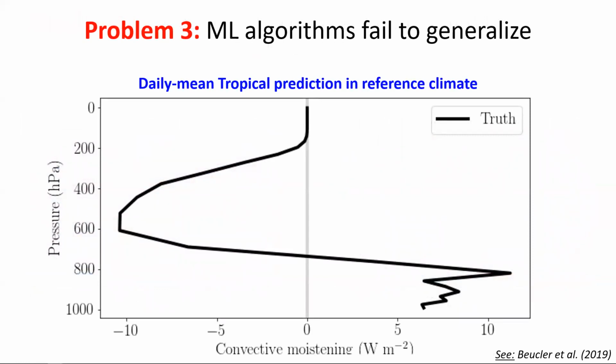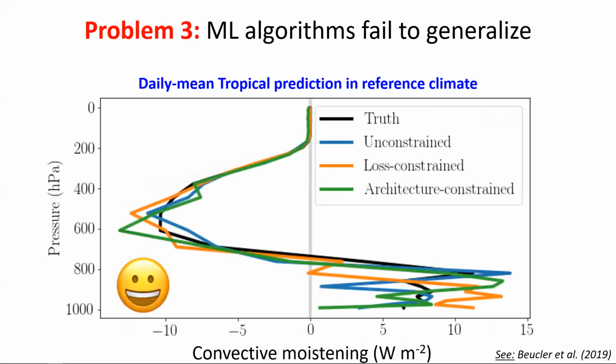So here I'm showing you a typical prediction problem I'm going to tackle today. Here the problem is to predict how convection redistributes water vapor in the vertical in the tropics. And I'm training a bunch of different neural networks for that task in a reference climate. And they all do pretty well. And this includes neural networks that I've engineered so that they conserve mass and energy.